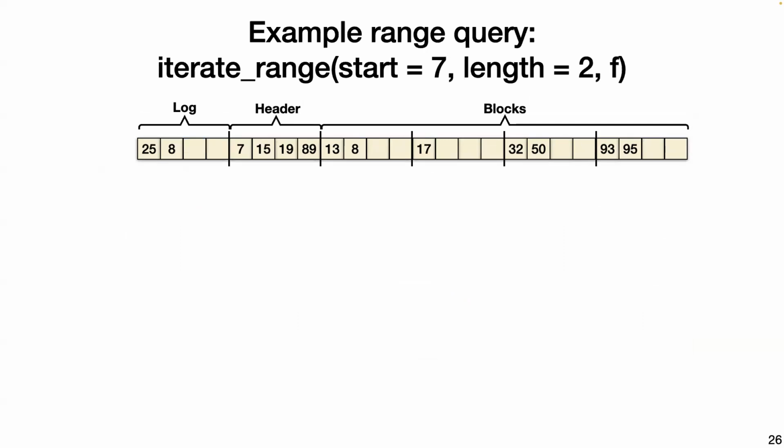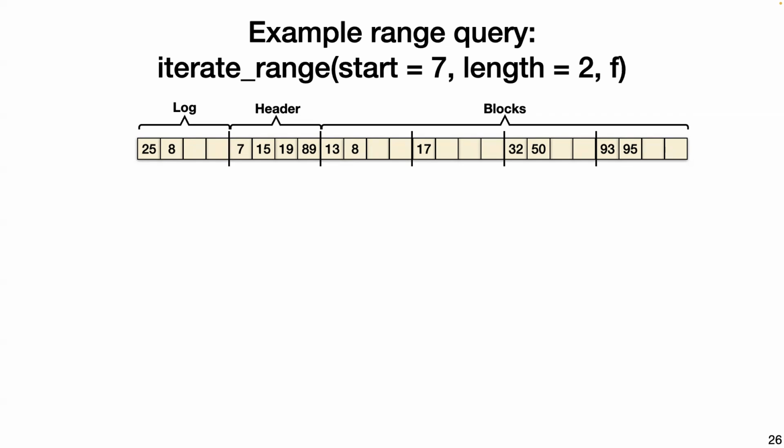Yeah, so like I said, another main operation that you want to do is range queries. We have this API iterate range. We start from this key 7, and then we want to iterate 2 things. And you can see that range is going to become more complicated in this, not that much more complicated, compared to just a regular array. Because in a regular array, you just find the start and walk forward.